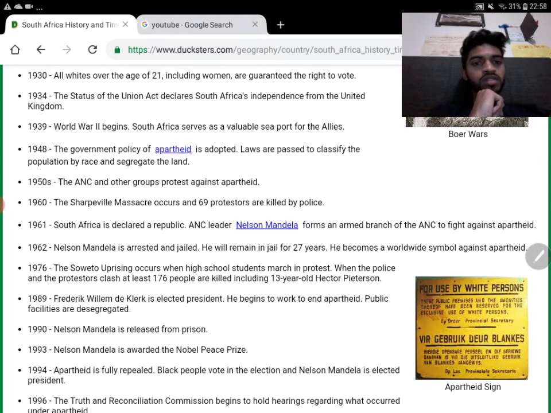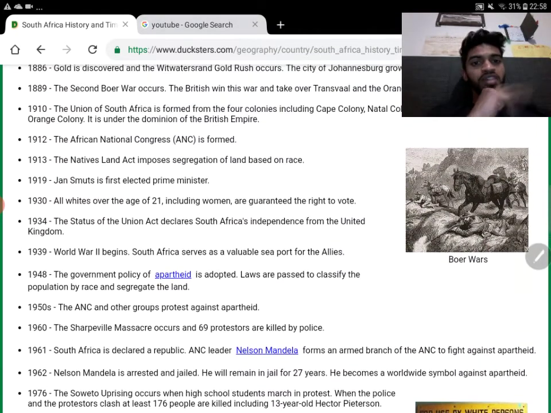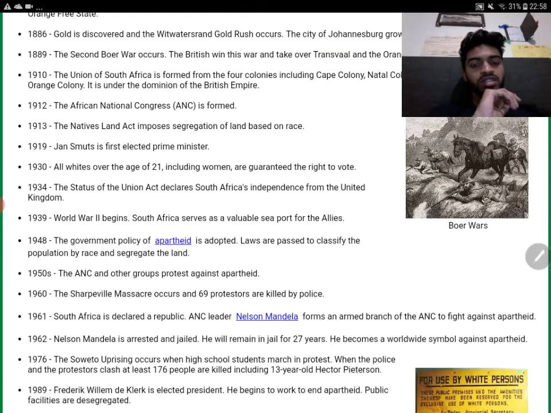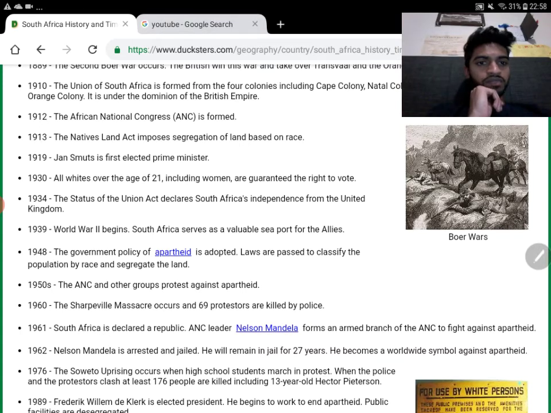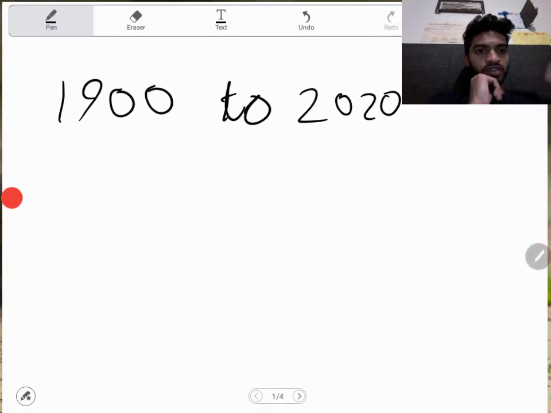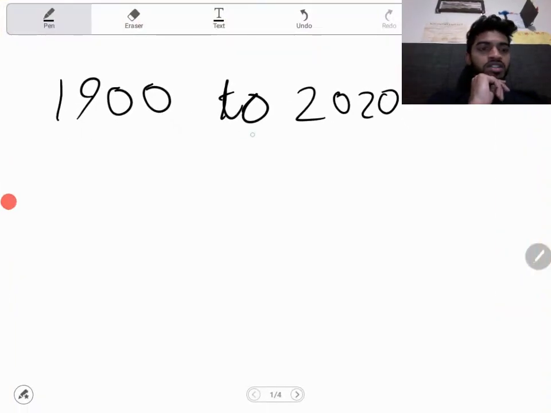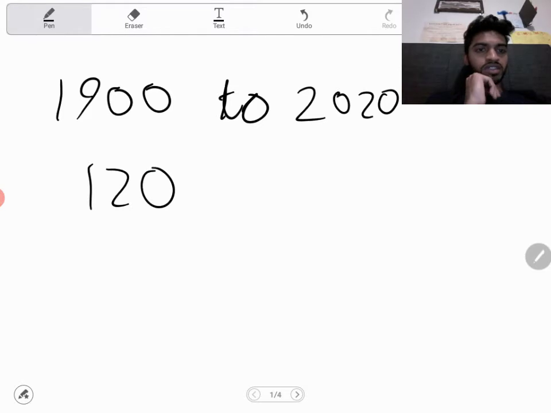Now make sure you read the whole history, but for your timeline you don't need to use every single event. For my timeline, I'm going to focus on from the years 1900 to 2020. So that covers 120 years of history.